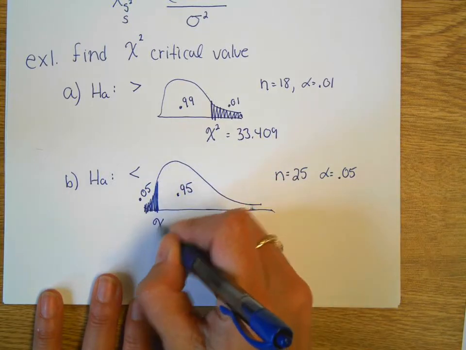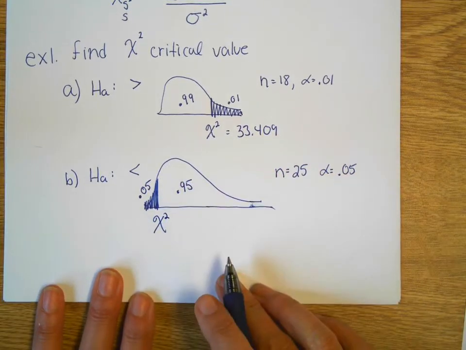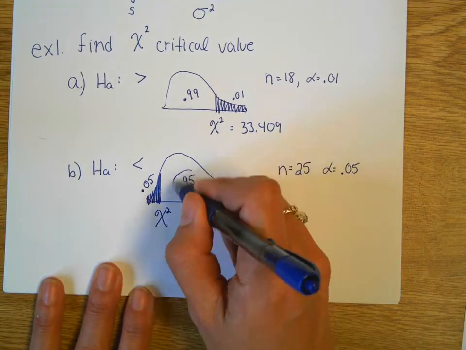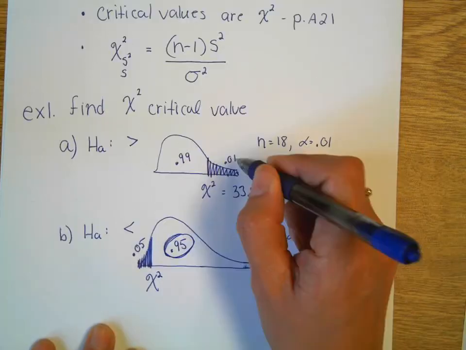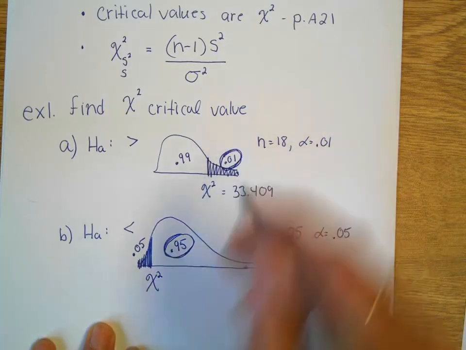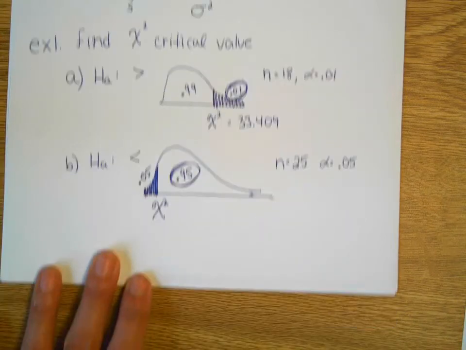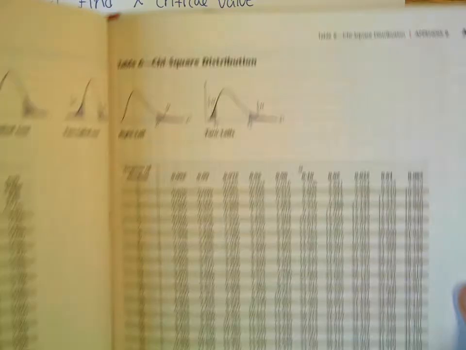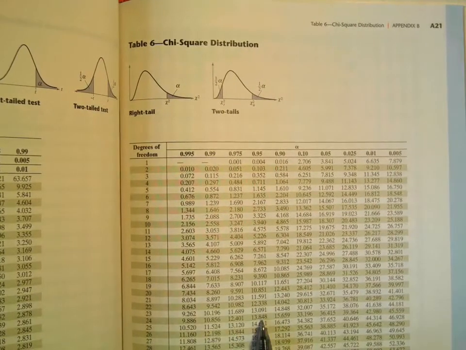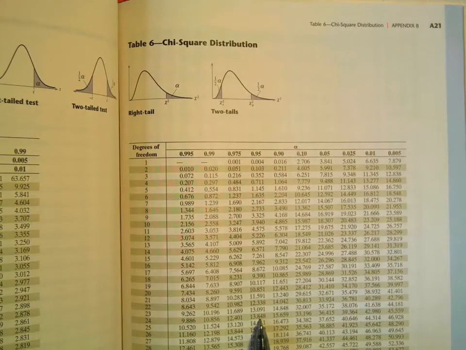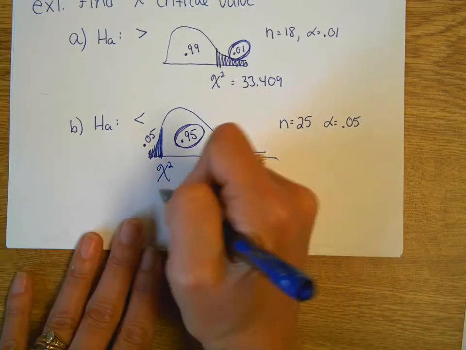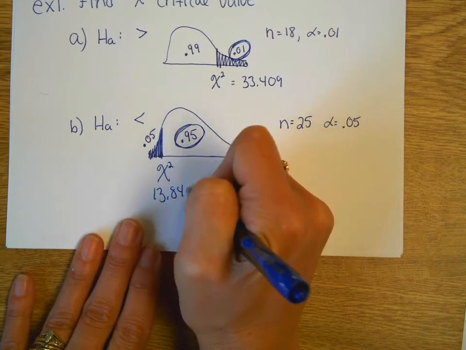If you want this chi-squared, which area are you going to use? 9.5. The 9.5. I should probably circle it. 9.5 we're going to use here. The 0.1 we use here. Why those ones? Because they're to the right. You always look up the area to the right. So in the book, we're going down to 24 degrees of freedom. 13.848. Good on that? Yes, ma'am. Okay. 13.848.